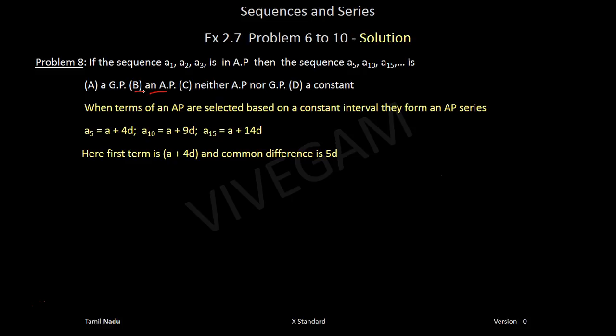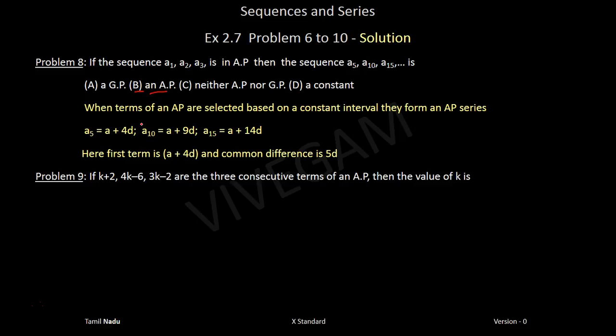Okay. Right. Next. If K plus 2, 4K minus 6, 3K minus 2 are 3 consecutive terms of an AP, then the value of K is, they have given a few options. If there are 3 consecutive terms, what does it mean? The difference between the second and first will be equal to the third minus second, right? 4K minus 6 minus K plus 2 will be equal to 3K minus 2 minus 4K minus 6. That is our AP condition, right?